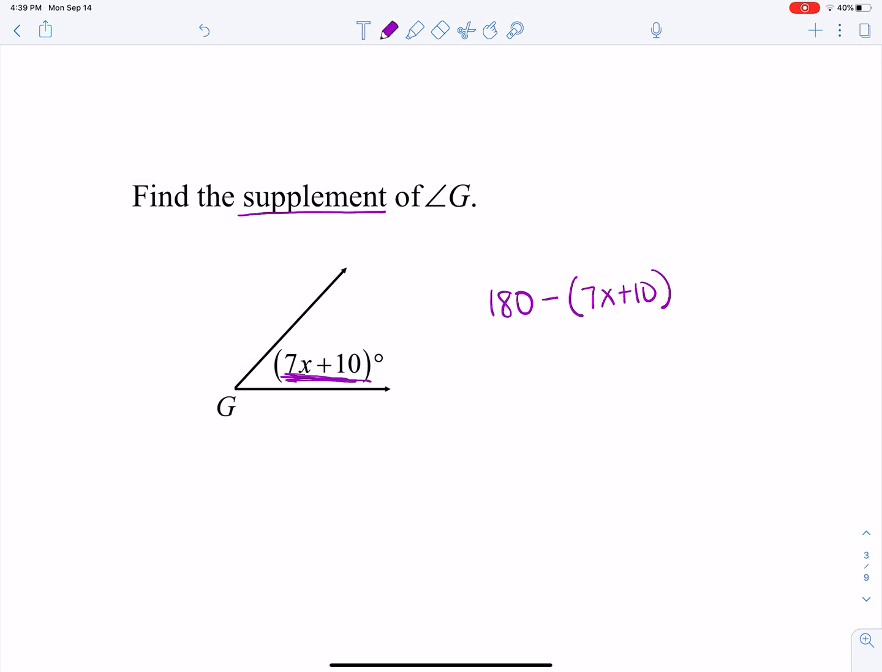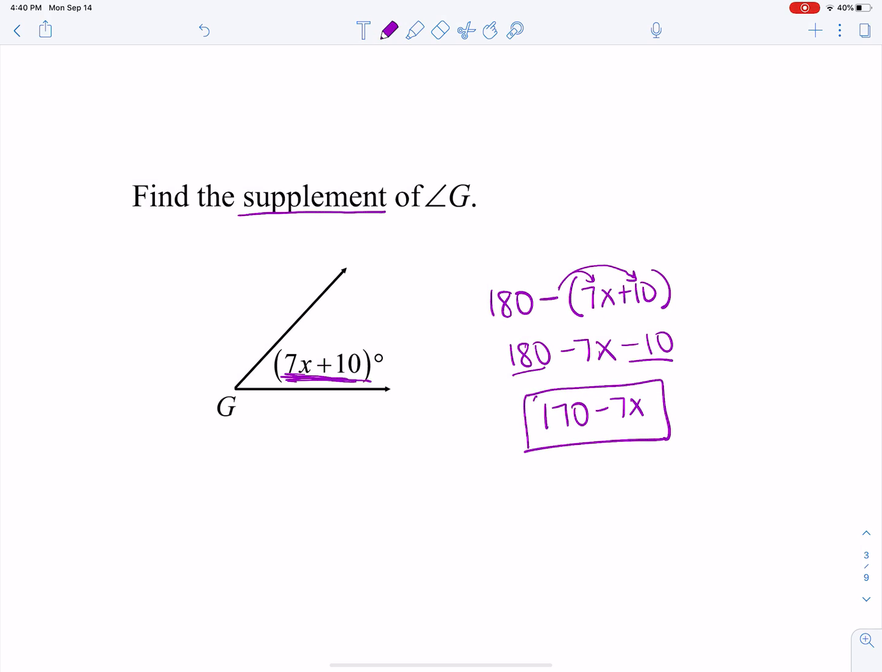We need to simplify this. I'm subtracting this expression, so I need to distribute the negative symbol. So I'm subtracting 7x and I'm actually subtracting 10. Now I can combine like terms. 180 minus 10, 170 minus 7x. I need to put it in parentheses and use the degree symbol. This is the supplement of angle G.